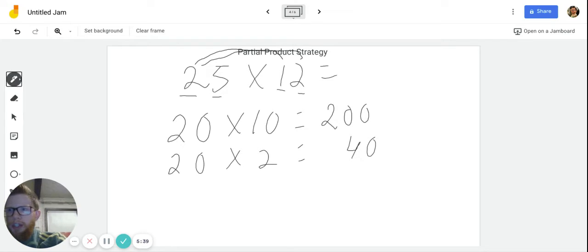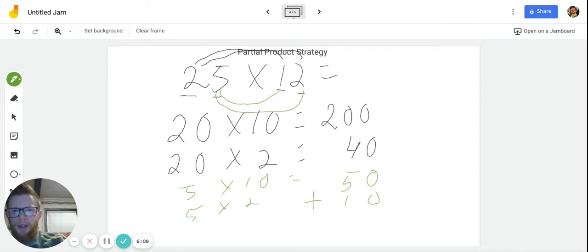And let's see if I can change the color real quick. Oh, yes, I can. I like to change the color so you can see the difference. Now I'm going to take my 5 ones and multiply it by 10. So 5 times 10, and that just gives me 50. Then I take my 5 ones and multiply it by 2 ones, and we know 5 times 2 is 10. I add these all up and I get 300.